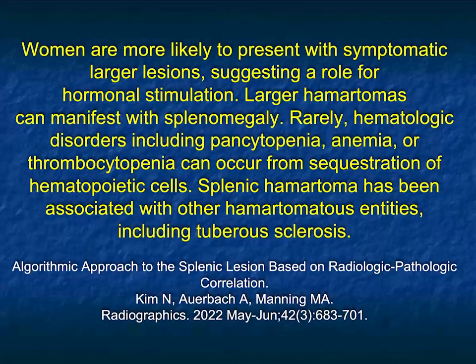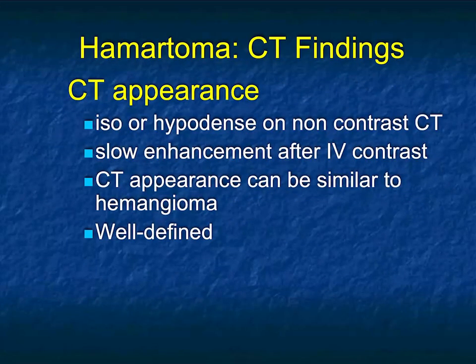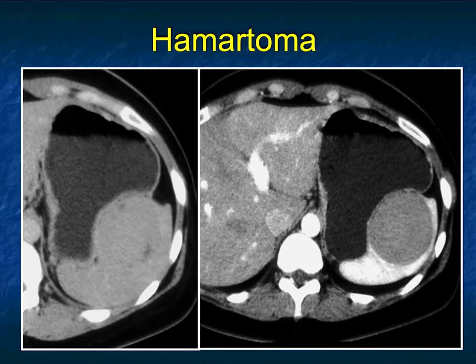Splenic hamartomas have been associated with other hamartomatous entities like tuberous sclerosis, but I would say most of the time a hamartoma is an incidental isodense or hypodense lesion on non-contrast CT with enhancement after IV contrast. You could have difficulty separating it from hemangioma. I think the difference is, if you look at this case non-contrast, see how it's bulging outside the spleen, and you see how well defined it is on venous phase imaging. The bulging, to me, is hamartoma.